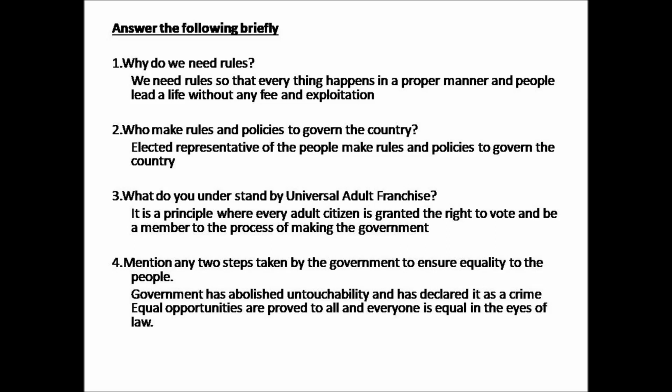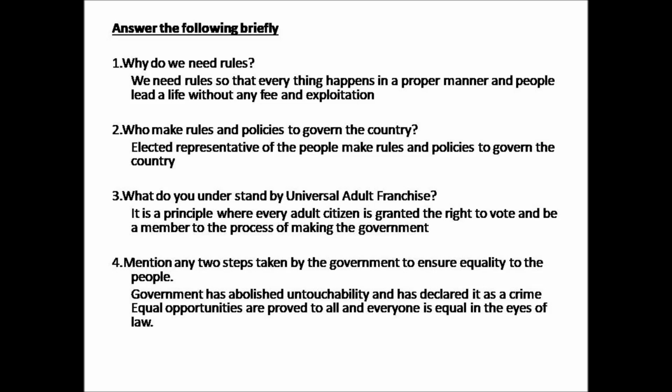And now coming to the 2 mark questions. Answer the following briefly. First question. Why do we need rules? We need rules so that everything happens in a proper manner and people lead a life without any fear and exploitation. Second question. Who makes rules and policies to govern the country? The elected representatives of the people make rules and policies to govern the country.